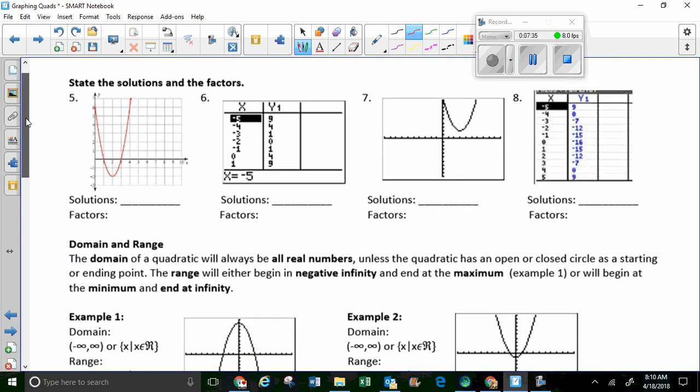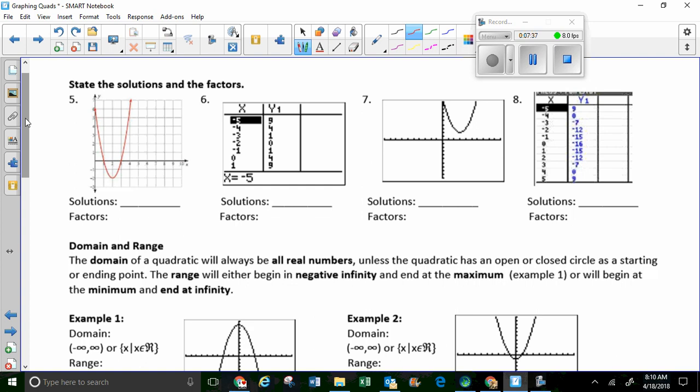All right, so we want you to go ahead and state the solutions and the factors here. Similar to what we did on the other side, I want you to pause this and try 5 through 8 on your own. If you're stuck or when you're ready to check yourself, I'm going to go over 5 and 6. So pause the recording and come back when you're ready to check, or if you're stuck.